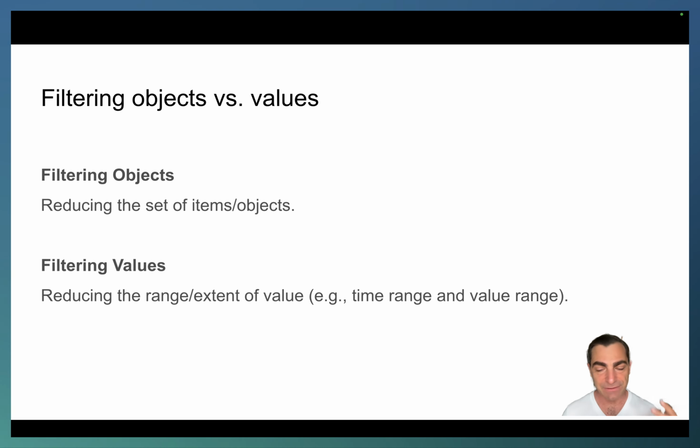So in general, I find it useful to think in terms of two types of filtering options, right? That are not mutually exclusive. They can happen at the same time. So filtering objects, which is the idea of reducing the set of items or objects, and the second one is filtering values, so restricting the range or extent of the values that are depicted.